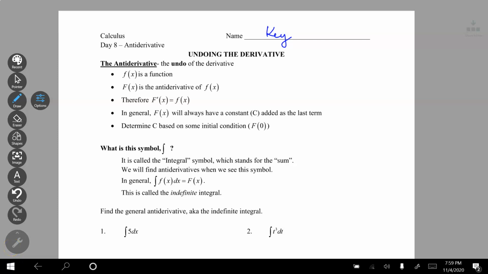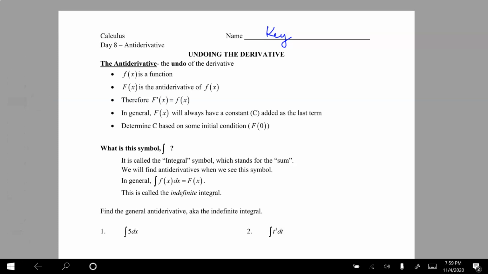Okay, welcome to day 8, the antiderivative. We've been working with taking derivatives for a long time now, most of Unit 4, all of Unit 5. Today we're going to work on undoing the derivative, or something we call the antiderivative. So if lowercase f is a function, capital F is the antiderivative of that function.